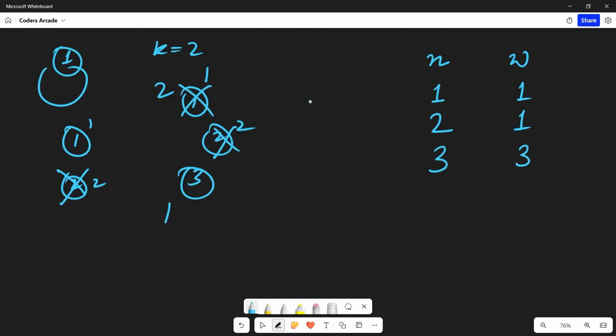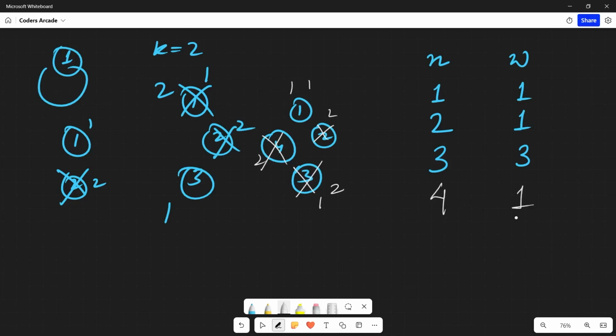Yes. Then let's take one more. Say 1, 2, 3, and 4. Let's verify this one. 1, 2, gone. 1, 2, gone. Then 1, 2. Sorry, 2 will not come here. 2 will come here. So this is gone. Yes. For 4, 1 is the winner. And for the fifth one, they have already given the output. We have already seen that, right? For 5, it is 3.